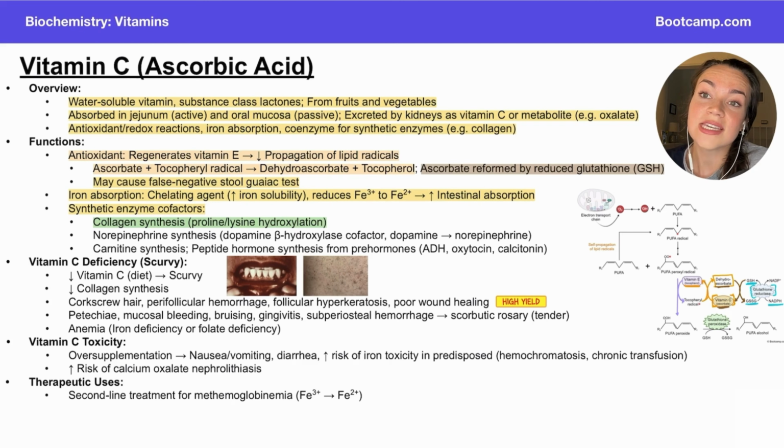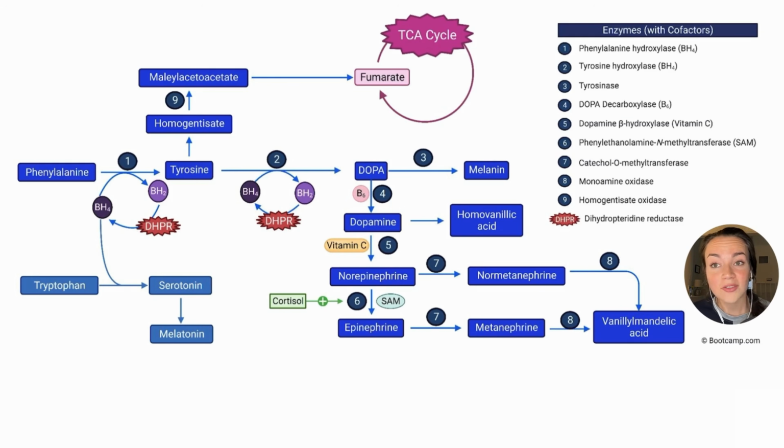Another place where you've seen the synthetic enzyme cofactor functions of vitamin C before is in norepinephrine synthesis, where it was a cofactor for dopamine beta hydroxylase, which turns dopamine into norepinephrine. Just to remind you that you have seen this before, not too long ago, this was our big map of phenylalanine metabolism. We're going to zoom in on enzyme 5 over here, which is our dopamine beta hydroxylase, which turns dopamine into norepinephrine, and sure enough, you can see vitamin C was the cofactor.